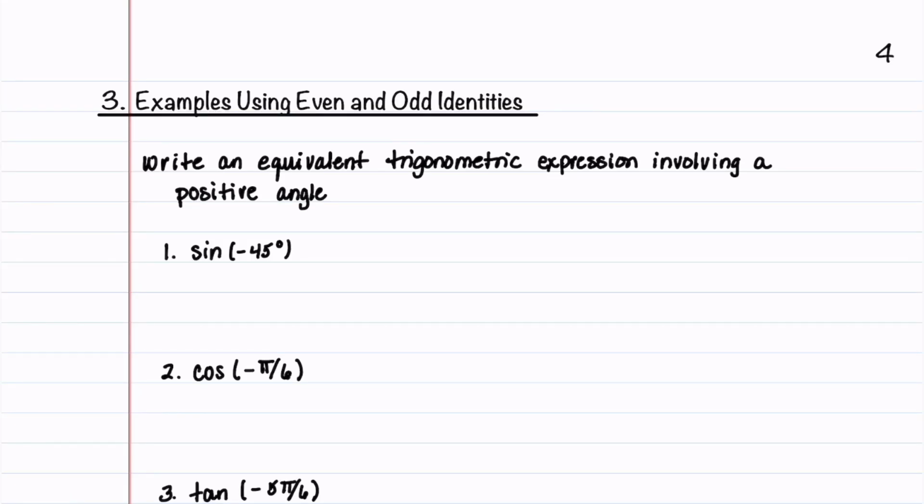Let's now look at some examples where we're given a trigonometric function of a negative angle and we need to write it in terms of a positive angle. Our first example is sine of minus 45 degrees. To write this as a positive angle, we'll use the identity sine of minus theta is equal to minus sine of theta. That tells us that sine of minus 45 degrees is equal to minus sine of 45 degrees.